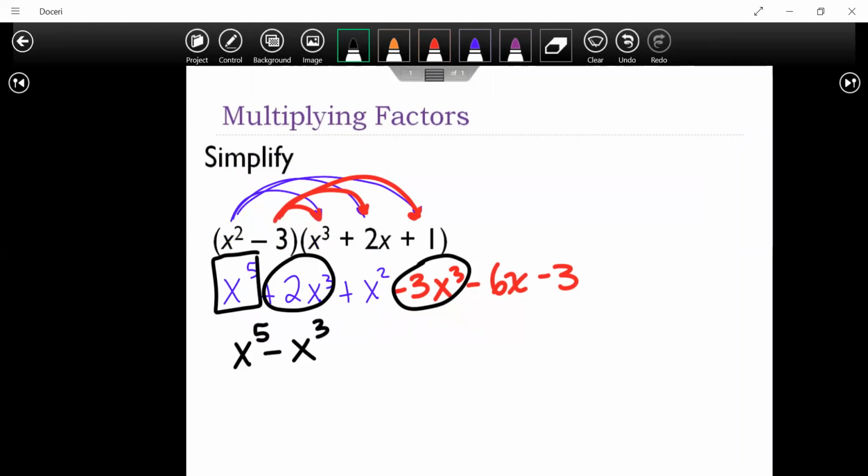Then we're going to group our remaining terms. Our x squared would be next. And then our last terms would be minus 6x minus 3. We can't reduce any of this because there are no terms that are like each other, and we are using adding and subtracting operations that tell us to split it up differently. So we want to do this slowly as we go along.